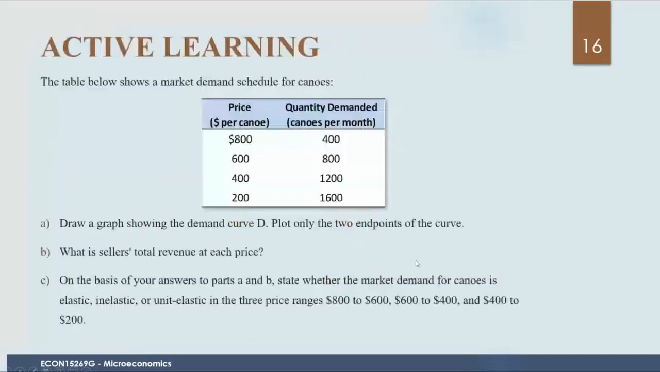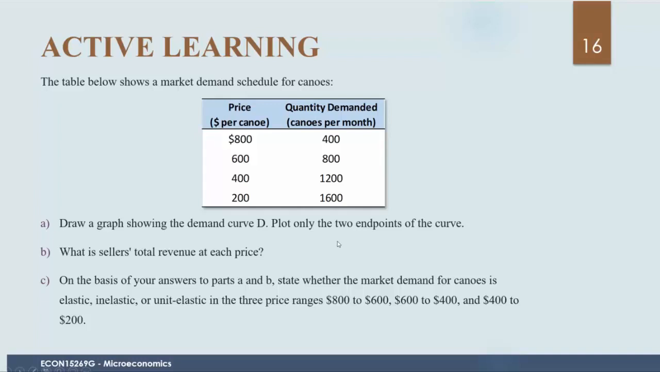So let's do a question. We'll do an active learning question just to reinforce this material. We're given some demand curve information here. We have the price of canoes and the quantity demanded of canoes. We go from a price of 800 to 200. When the price is 800, which is pretty expensive, the quantity demanded is only 400. If the price is 200, it's much higher at 1600. So it's our typical downward sloping demand curve.